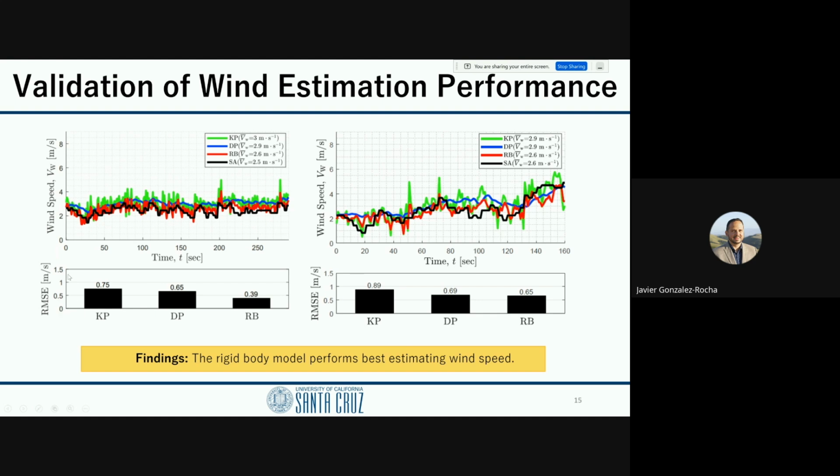At the bottom, I'm showing the root mean square error. You can see that as the fidelity of the model increases, so does the fidelity of the wind estimate. That was a very interesting finding, and that held consistent for various wind conditions, at least within the range that we were operating. As you can see to the right, during this period, the winds went from about 2 meters per second to 5 meters per second. And again, you see that the rigid body model did better estimating wind velocity.